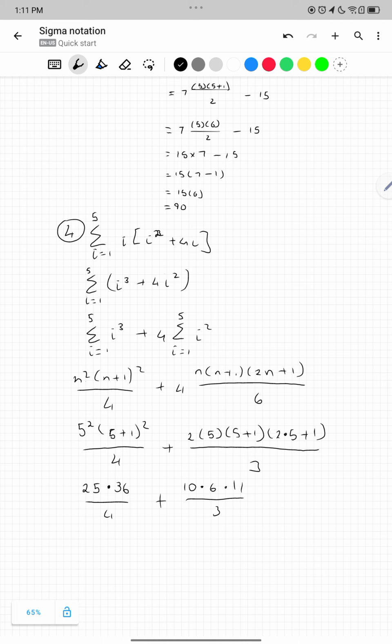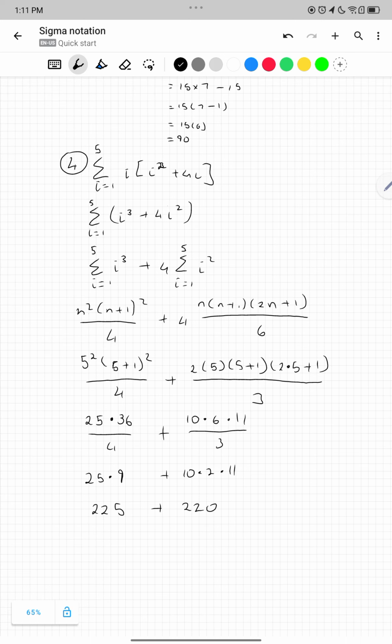Whew. Oh, it's interesting. So we have 25 times 9 plus 10 times 2 times 11, and then 25 times 9 is 225 plus 22 times 10, which is 220. So our answer will equal 445.